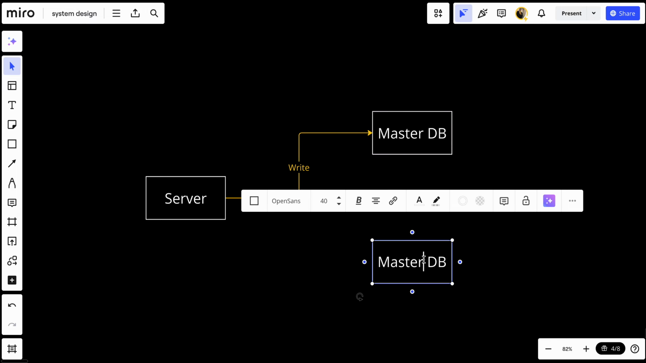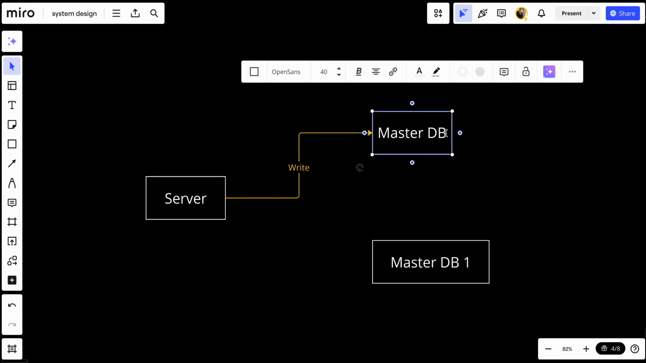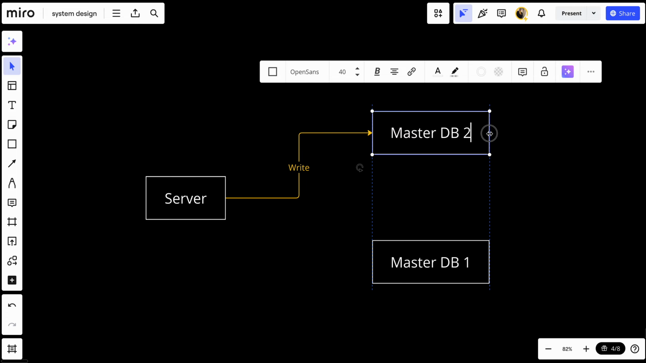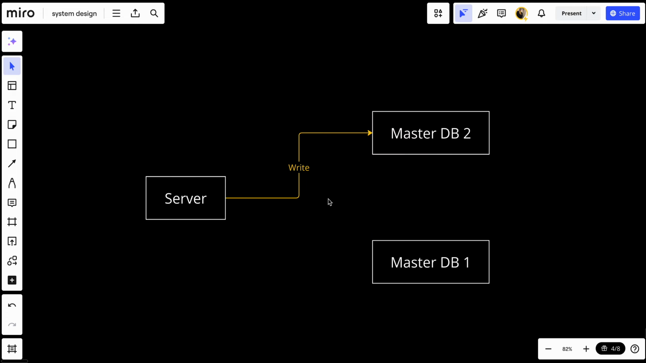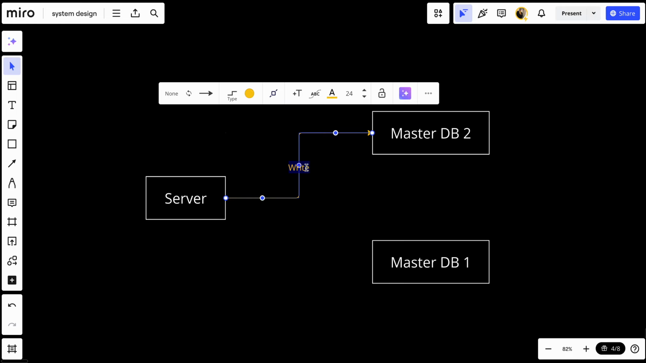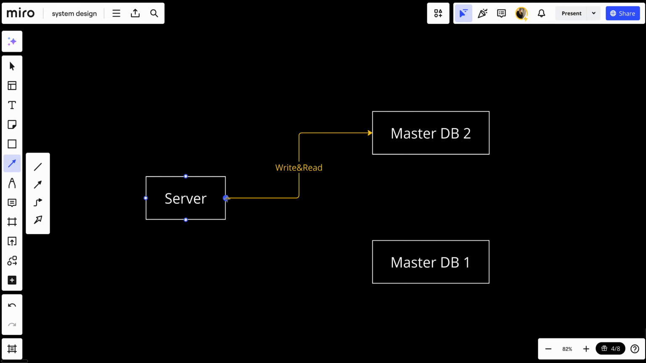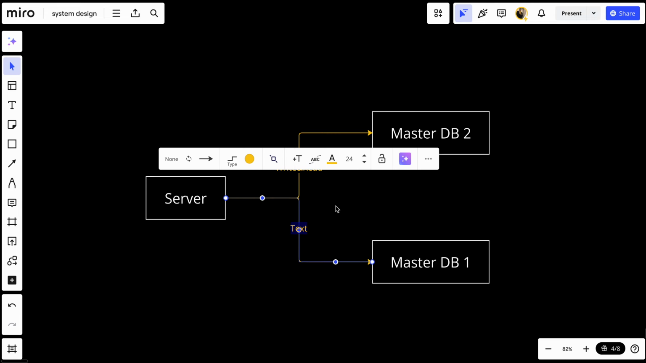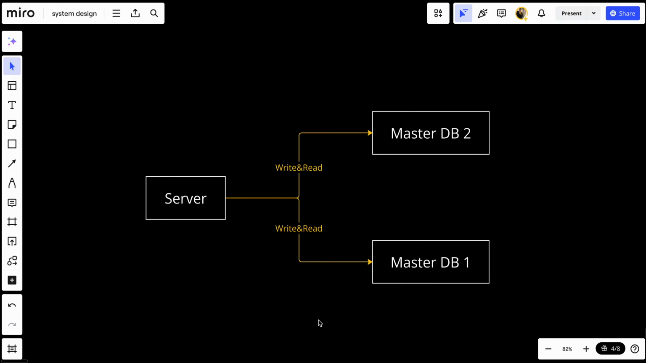So we have master db1 and master db2, and they serve both read and write, and the other master serves the same thing, write and read. Okay, so first, the write. Let's talk about how the write operation works.